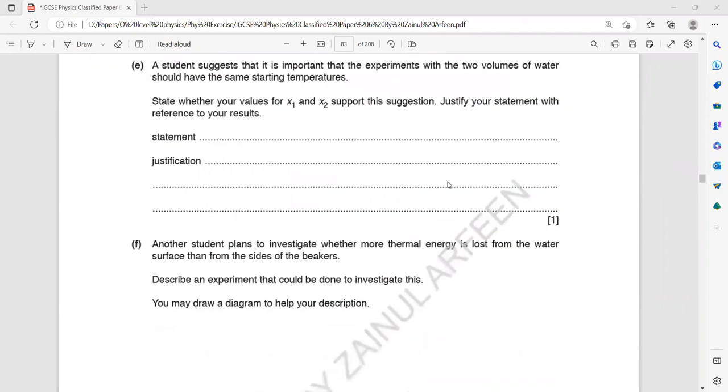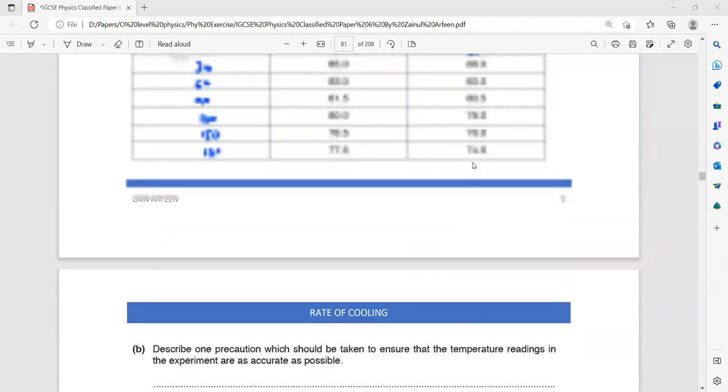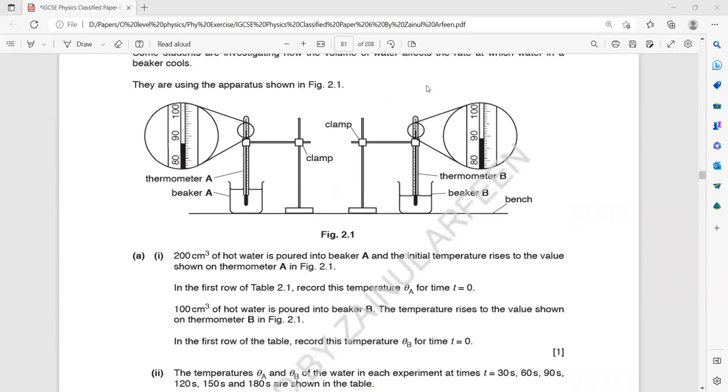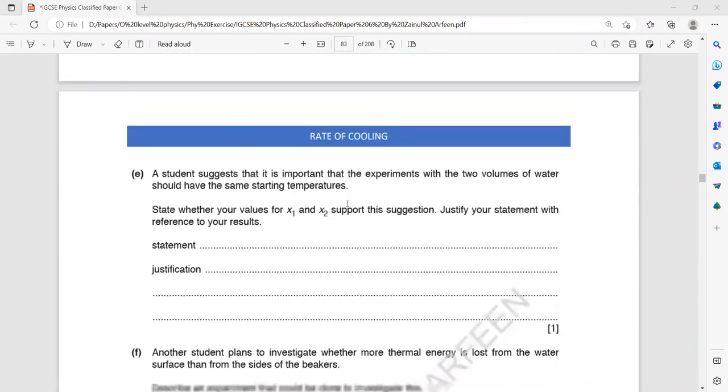A student suggests that it is important that this experiment with two volumes of water should have the same starting temperature. State whether your values of x1 and x2 support this suggestion. Like the student suggests, when we are comparing this result, we should have the same starting temperature. Like if the starting temperature of this one is say 87, this should also be 87, but it is 89. So does it affect the result? Yes or no? If the starting temperatures are different, will it affect the result?